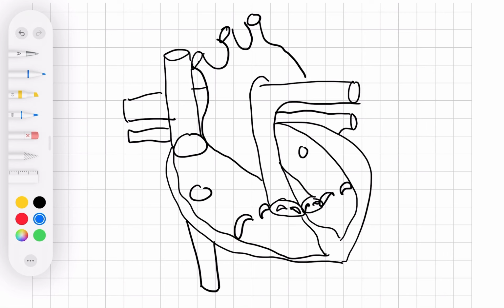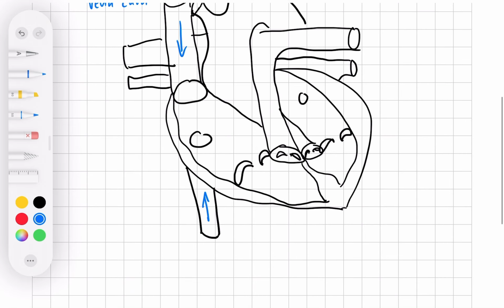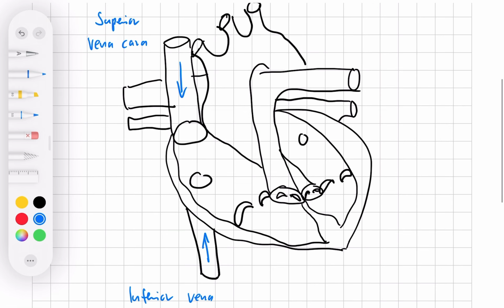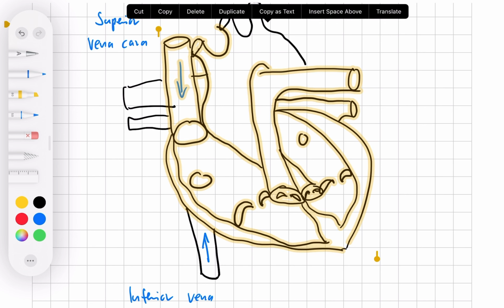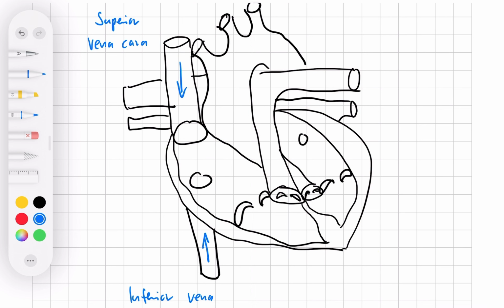So, let's start with deoxygenated blood, which comes from your body through the vena cava, the superior vena cava, and the inferior vena cava below. Through the superior vena cava and the inferior vena cava, deoxygenated blood from your body enters the heart. And it enters here, I apologize, it enters the right atrium.